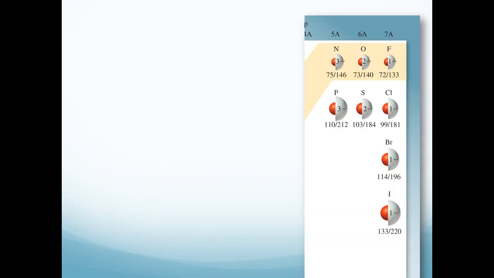On the other hand, if we're looking at the anion, it has the opposite trend, where then we would be adding in electrons, so we would expect that it would be larger.